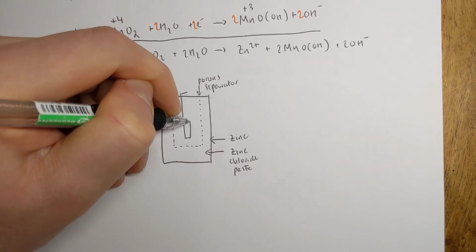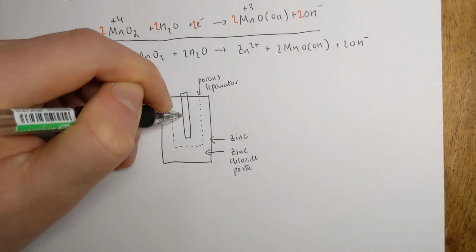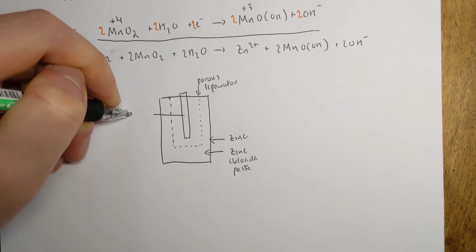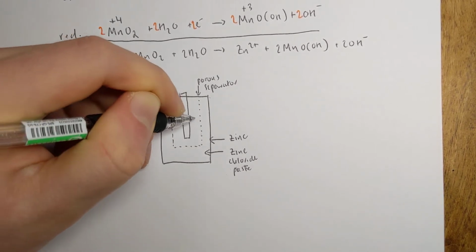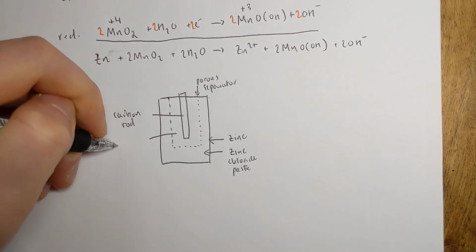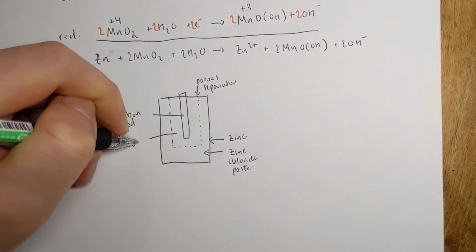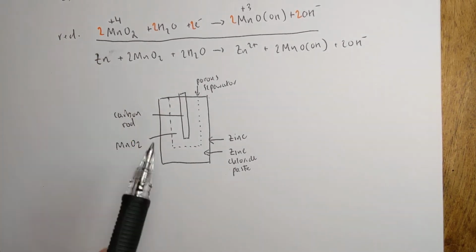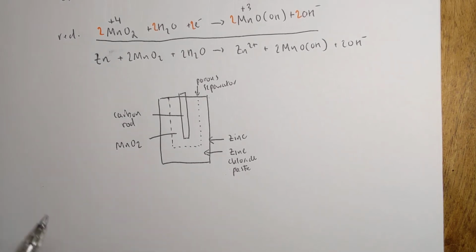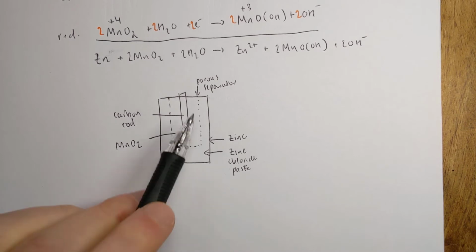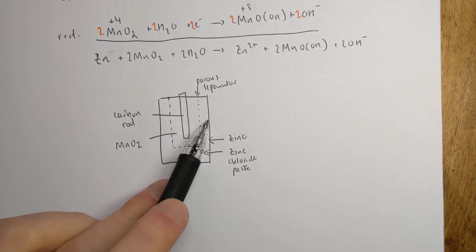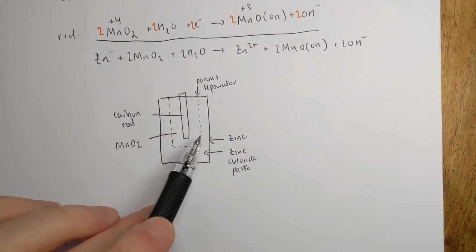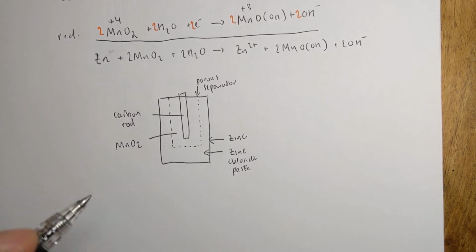You've got this long rod going from the top to the bottom. That is a carbon rod. And outside the carbon rod, but inside the pore separator, is manganese oxide, which is what we recognise from this reduction half equation. So you actually have your two parts of your redox cell there. You've got two different half cells separated by a dividing line, the pore separator, which again completes the circuit like a salt bridge does, but doesn't allow the two things to mix across.